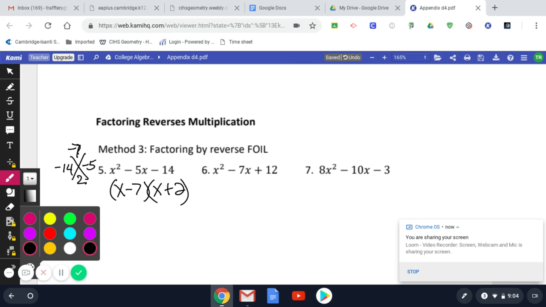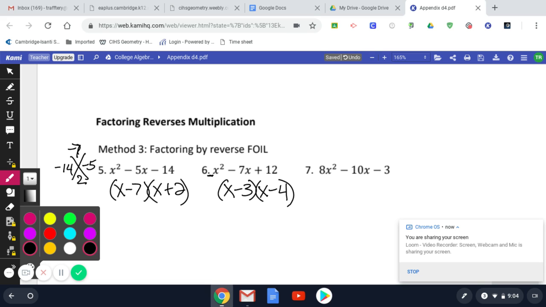On number 6, as we look at this one, as soon as this first leading coefficient is a 1, then I know it's just x times x. I don't have any other options there. And then I need to know what multiplies together to give me positive 12, but adds together to give me negative 7, and that would be negative 3 and negative 4.